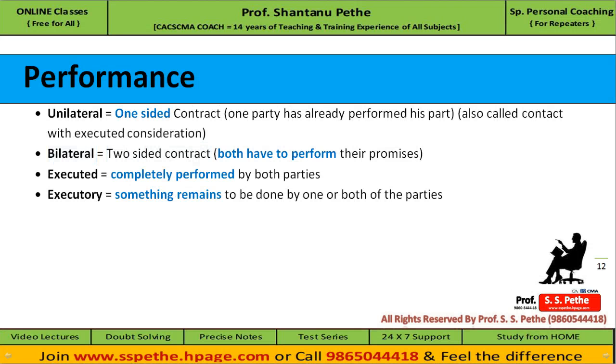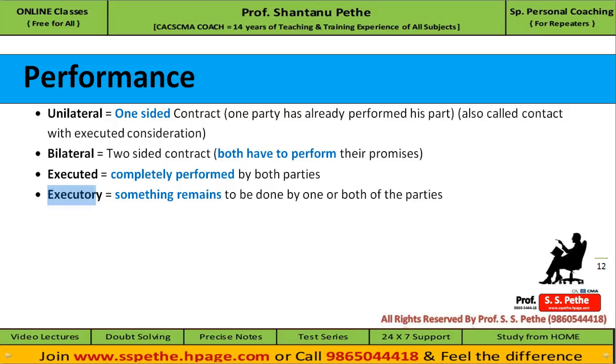Now let's see bilateral contract, a two-sided contract, where both parties have to perform their promises. Nobody has performed their part, so both the parties are still to perform their promises. It is called a bilateral contract. Now let's see executed contract. It means a contract which is completely performed by both the parties. So both the parties have performed their part, so it will be treated as an executed contract.